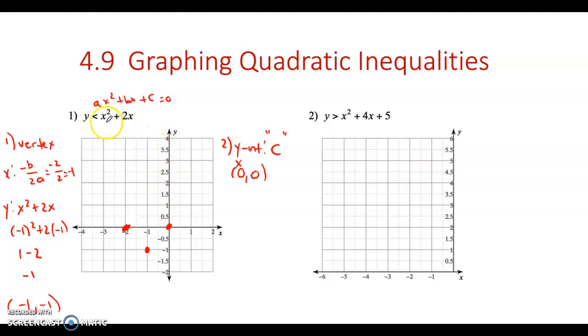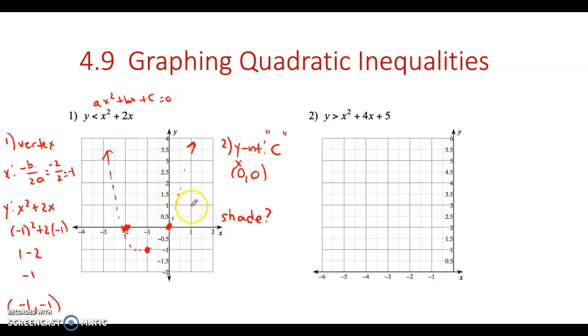And we want to sketch the parabola, but we can't sketch a solid line because it's only less than. It does not include, it's not equal to. So we're going to sketch this, but use a dotted line. If it was less than or equal to, we would have a solid line. Step number 2 is you want to find out where to shade.